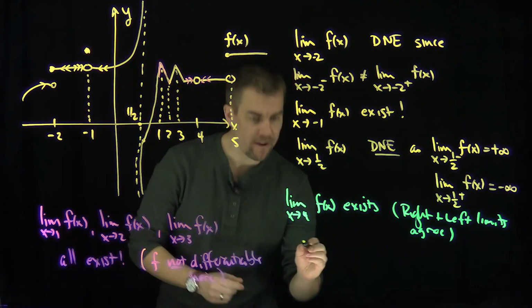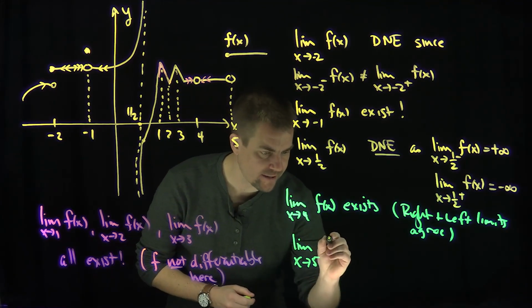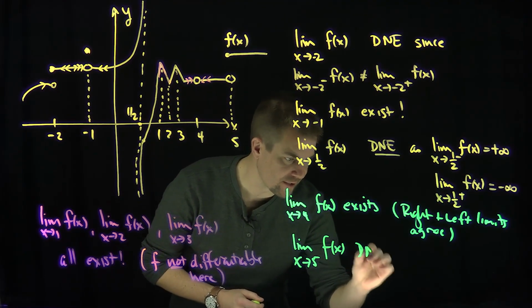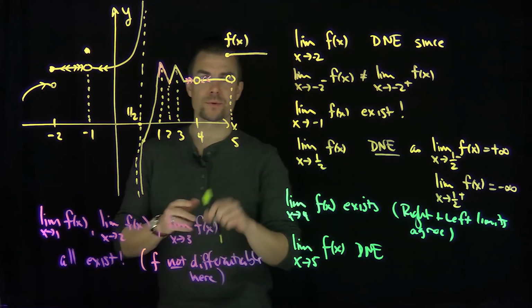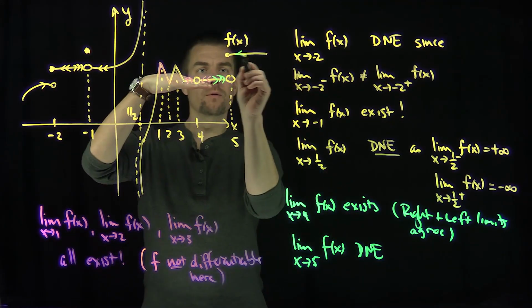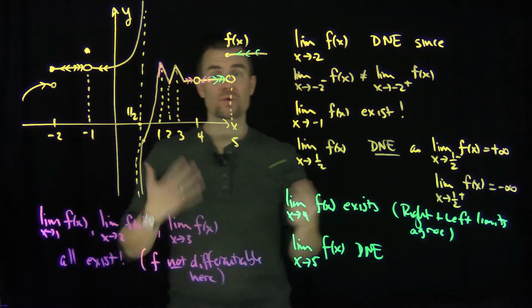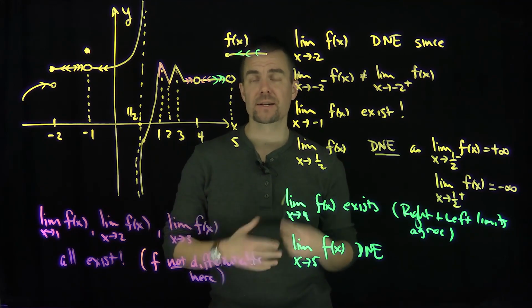And then finally, as we go to 5, the limit as x approaches 5 of f of x does not exist. And we can think about the reason for this. Of course, what's happening as we go to 5 from the left, we're going to that open circle. As we go to 5 from the right, we're going to that higher value over here. So the right and left limits do not agree, so the limit does not exist at that point.